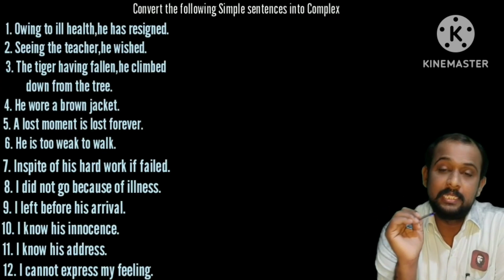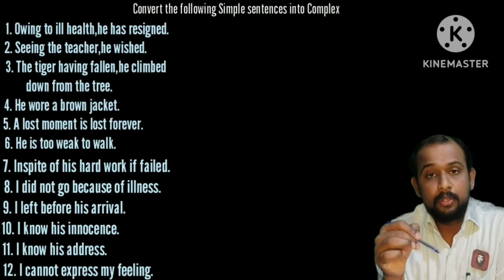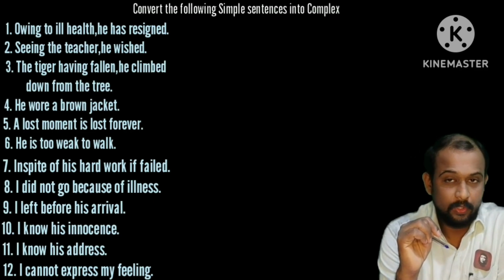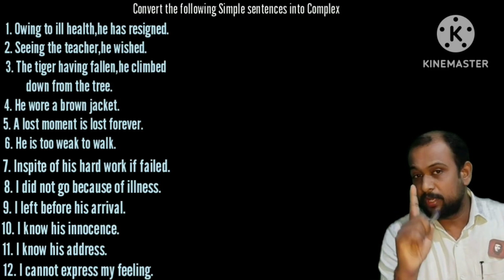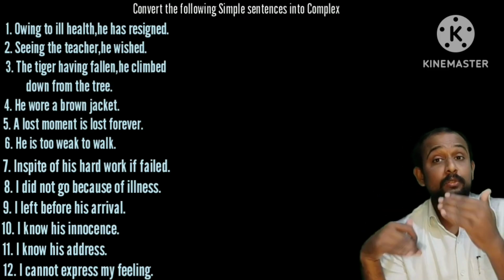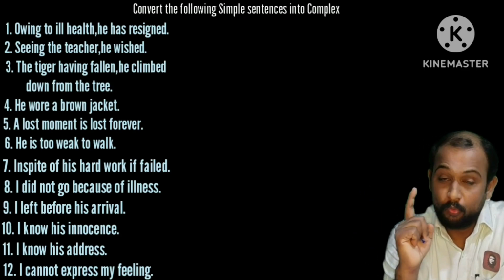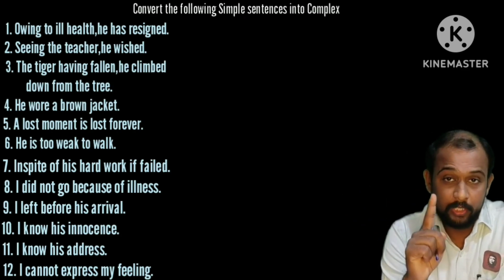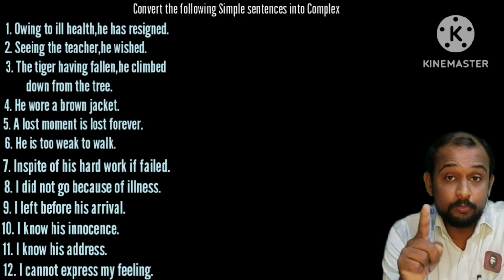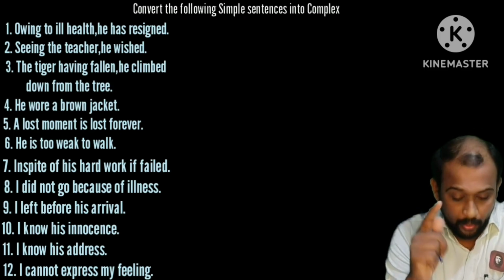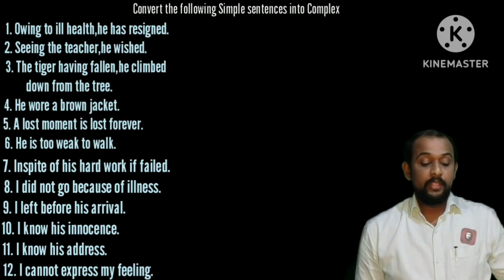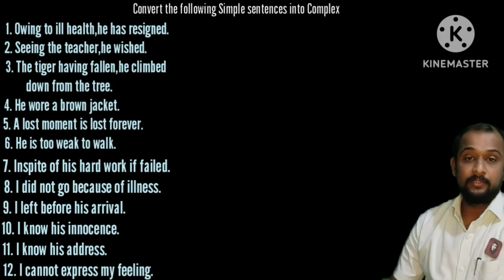I have given 12 sentences. All are simple sentences. All contain only one clause. Got it? Let us convert these simple sentences, which contain only one clause, that is one finite verb, into a complex sentence containing two clauses, one main clause and one subclause. And you know very well that a subclause is introduced by a subordinate conjunction. We call them subordinators. Okay, so first one, owing to ill health, he has resigned.